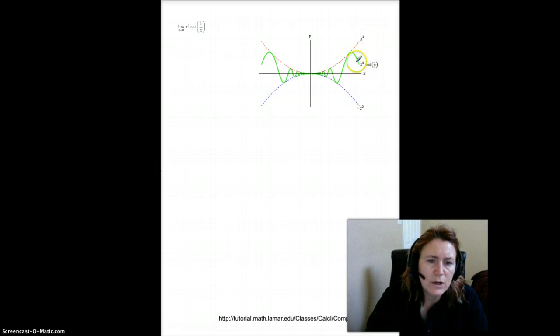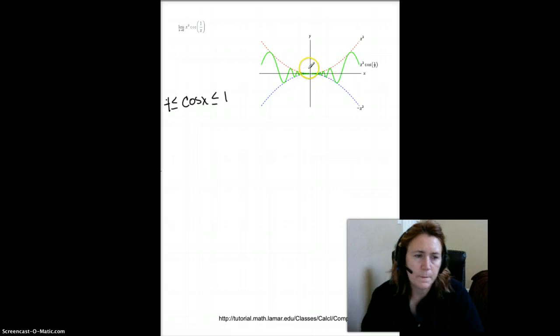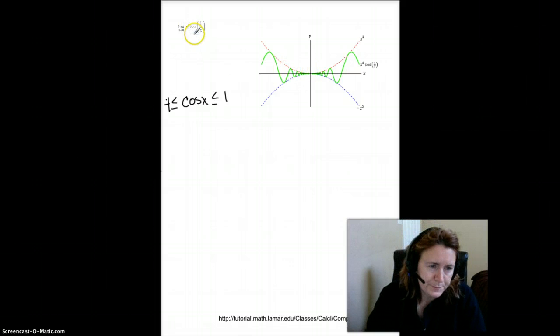Well, I know cosine of anything, cosine of x, is always between 1 and negative 1. So I know cosine is bounded. It doesn't converge at that point, but it's still bounded. Now, I know I can multiply through by a positive number, and I'm okay.